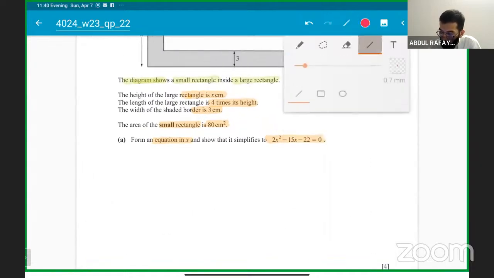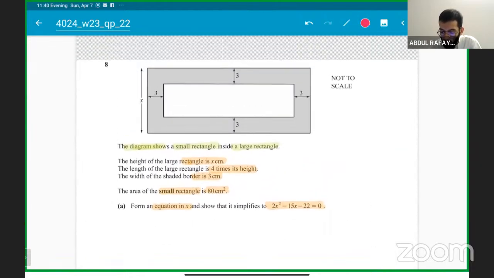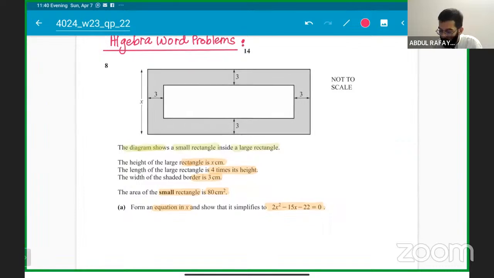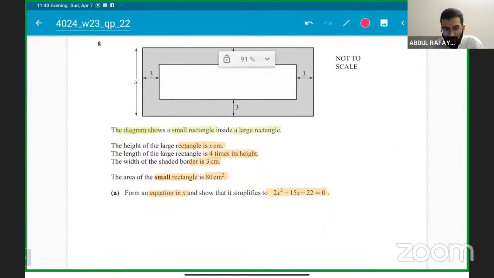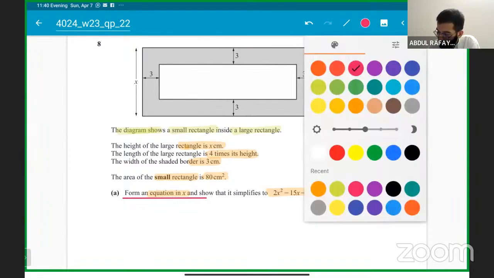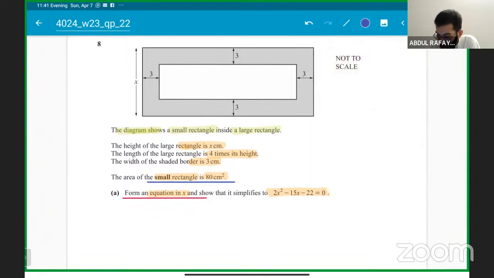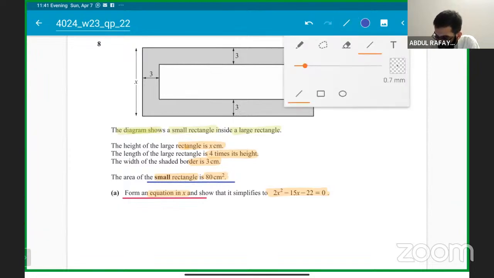Now, how are we going to solve it? When you have a huge question, the technique we developed is that you keep reading it step by step and start. So the first step is that we form an equation in x. We have to form an equation in x, and the area of the small rectangle is 80 square centimeters. So here we go.